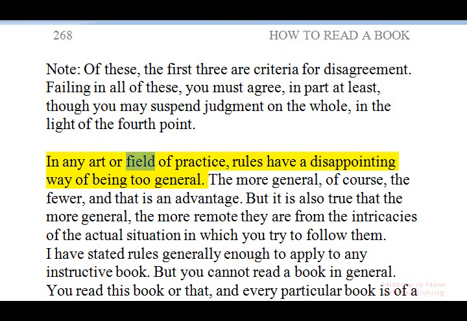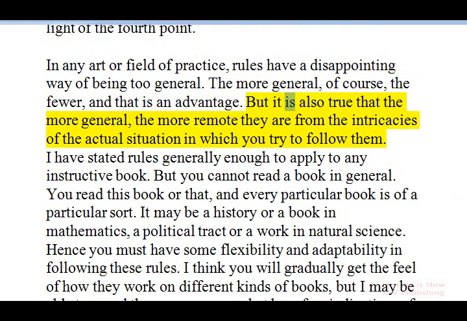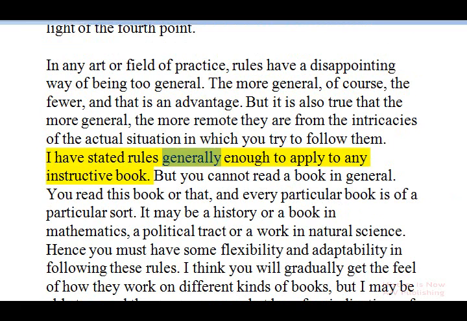In any art or field of practice, rules have a disappointing way of being too general. The more general, of course, the fewer, and that is an advantage. But it is also true that the more general, the more remote they are from the intricacies of the actual situation in which you try to follow them. I have stated rules generally enough to apply to any instructive book. But you cannot read a book in general.